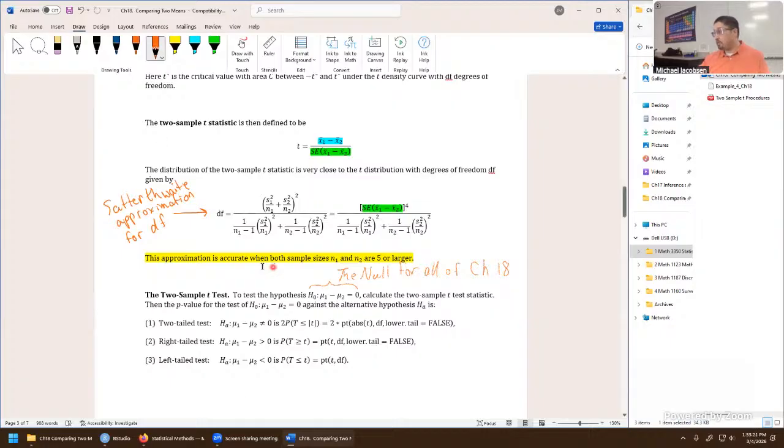Then we have 3 different alternative hypotheses: the two-tailed test, right-tailed test, and left-tailed test. And notice this structure that we wrote down for the syntax in R and getting those p-values, exactly the same as what we wrote down in chapter 17. The only thing that's actually different is when you say df right here, it came from this formula. So that's the real change. No actual change in what we write down, just a change in computing the degrees of freedom.